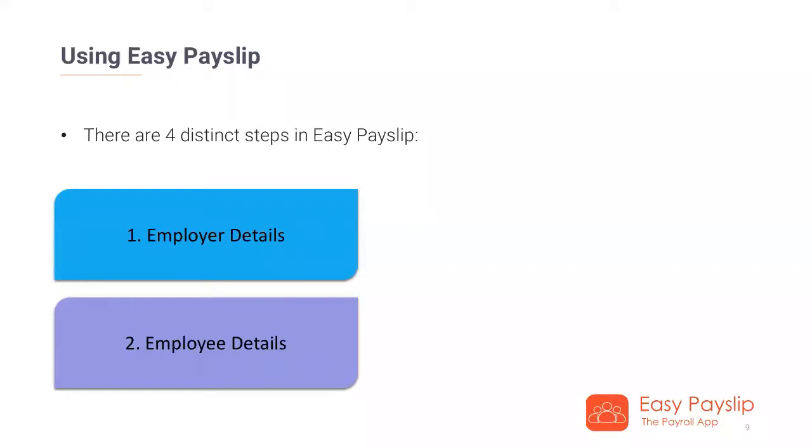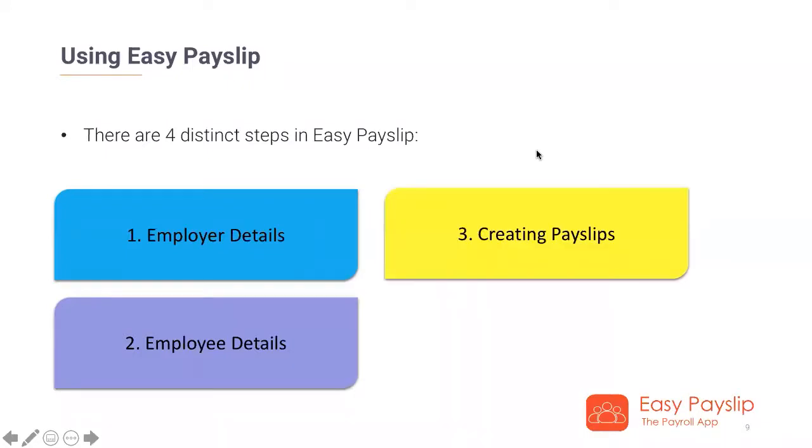Step 2 is employee details. So that is entering data about each of your employees, such as who they are, what their email address is, how much they get paid, how often they get paid, whether you pay them, for example, weekly or fortnightly or monthly, what their tax file number is. So some basic information about your employees. And then once you've done that, you basically only have to do those 2 steps once.